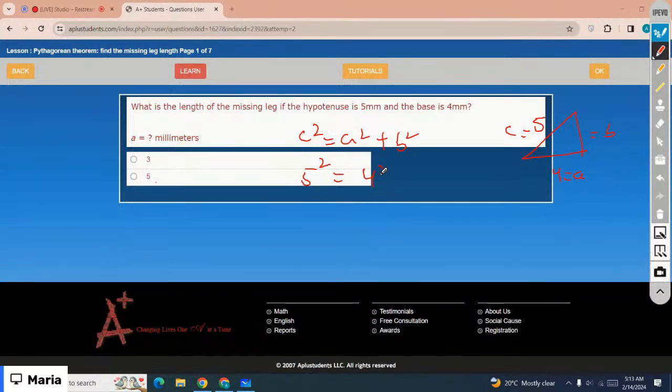A is 4, that is 4 square plus B square. So you need to move that 4 square to the other side, right? Because you need to calculate the value of B. You need to isolate the variable B. So that is 25 minus 16 equals B square. 25 minus 16 is 9. That means b square equals 9. You have to square root both sides because you need to calculate b only. So b equals 3 because 3 times 3 is 9. That means the missing side length is 3. Got it? The missing side length is 3.